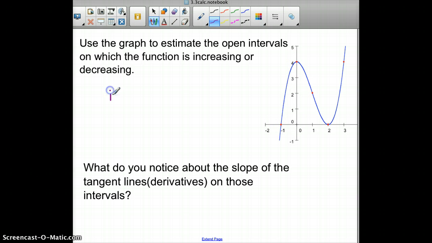So for intervals that are increasing, we write these in interval notation, negative infinity, all the way up to what x value? Well, the y value is 4, but that x value there is 0. And then this part of the graph is decreasing. So our function, from 0 all the way to 2, is decreasing. And notice I have open intervals because at the points 0 and 2, the function is not increasing or decreasing.